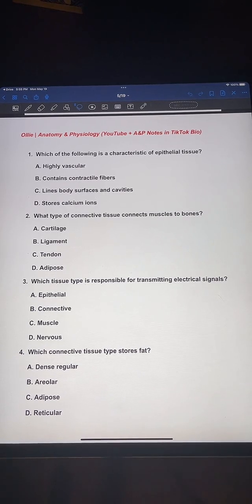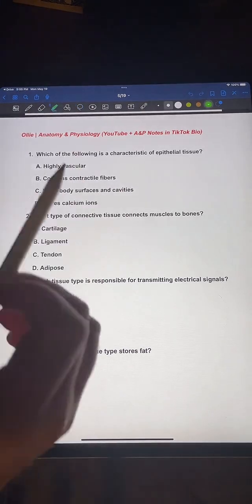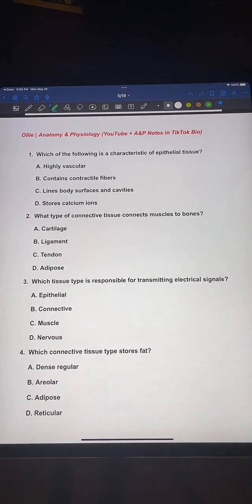Alrighty, we'll get started here now, everybody. We are doing some Anatomy and Physiology 1 preparation for the HESI or TEAS. We'll start off with number 1, which asks, which of the following is a characteristic of epithelial tissue?